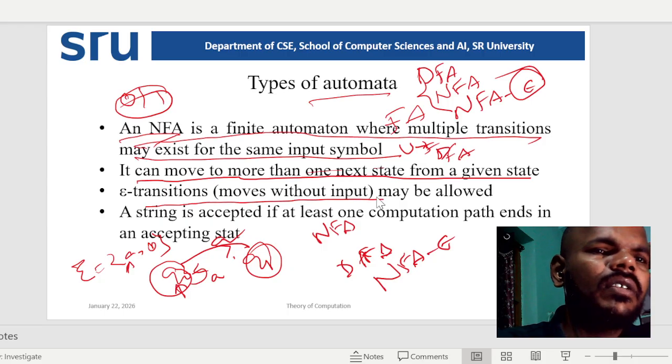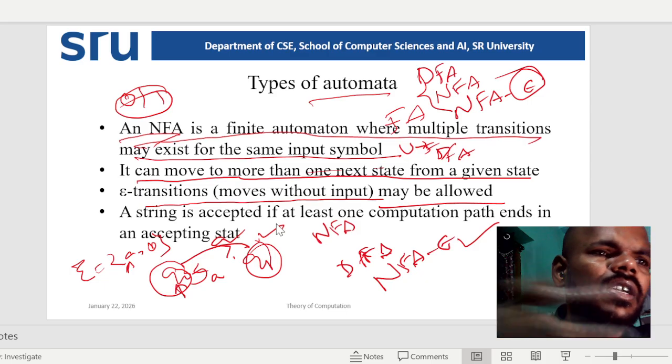One more thing: epsilon transition moves without input. That means we move from one state to another state without consuming any input symbol. That is also allowed, and we will discuss it later. We call it an NFA with epsilon. A string is accepted if at least one computation path ends in an accepting state.